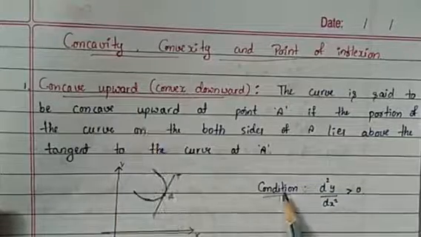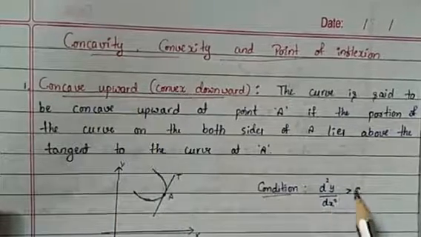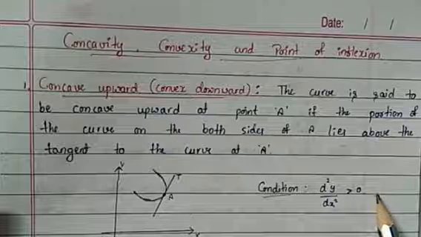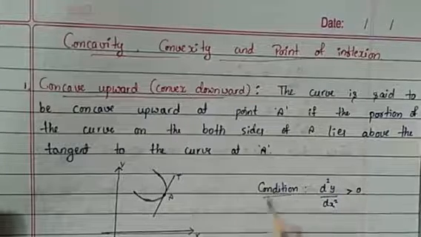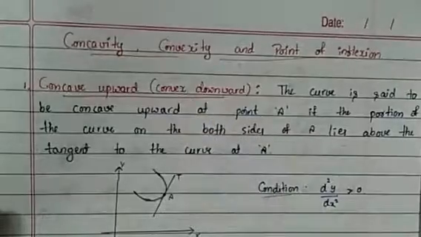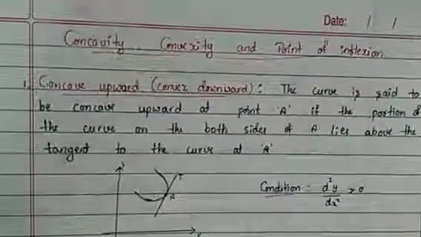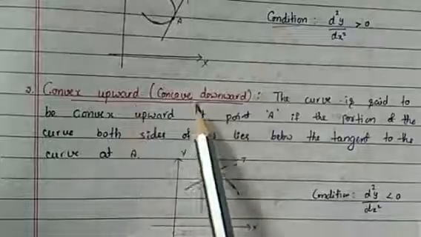The condition is d square y by dx square is greater than 0. It is the condition for concave upward or convex downward. Okay, the next, convex upward or concave downward.